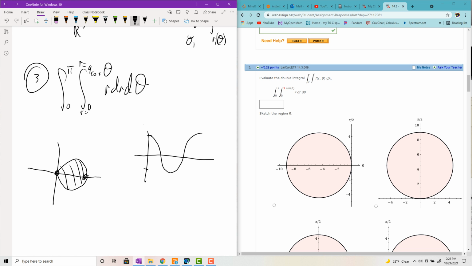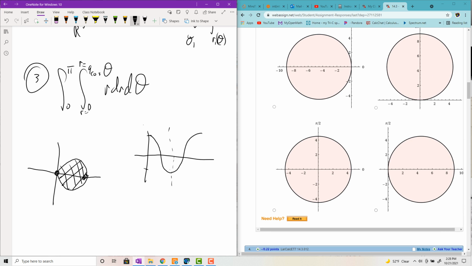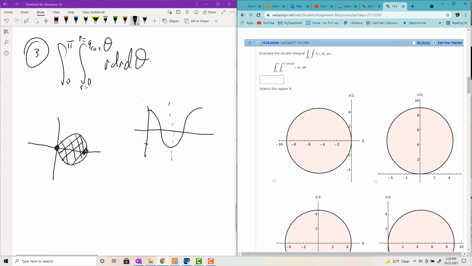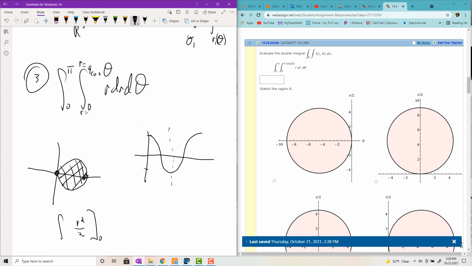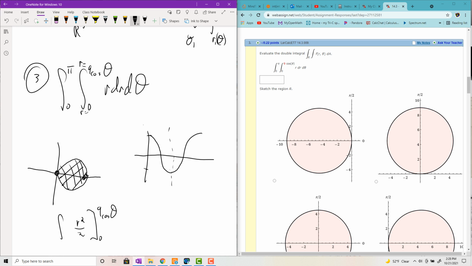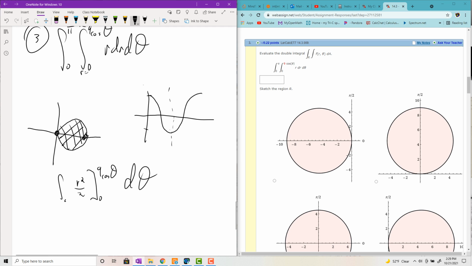From 0 to pi, it's just this one region, not that one. It's this guy here. They want you to integrate it. I assume you could do that, but let's look at one anyways. With respect to r, it's r squared over 2 from 0 to 9 cosine theta, and this turns it into trig integrals, d theta from 0 to pi.